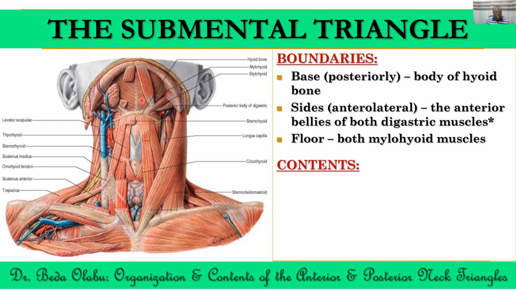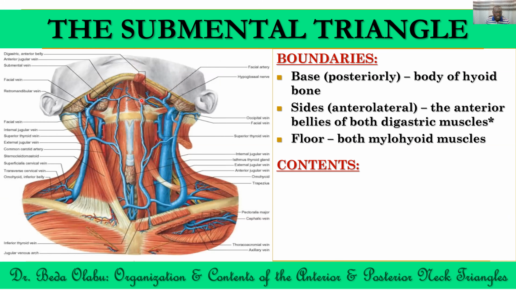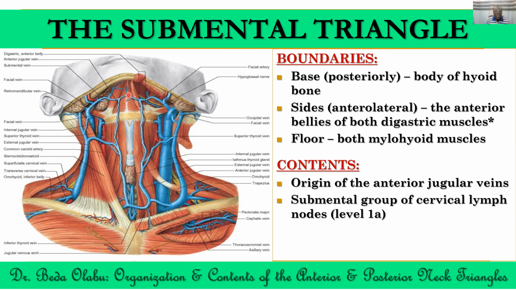What are the contents of this triangle? The key content of the triangle are basically the origin of the anterior jugular veins. We've talked about anterior jugular veins in our previous lecture. So the origin is around there. We also have the submental group of cervical lymph nodes. If you remember from the previous lecture, this is the level 1A of cervical lymph nodes.